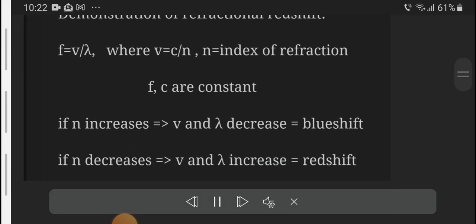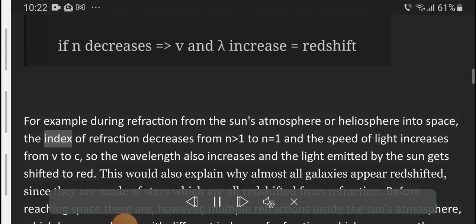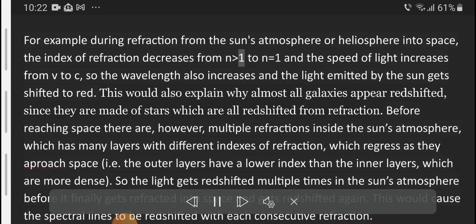For example, during refraction from the sun's atmosphere or heliosphere into space, the index of refraction decreases from n1 to n equals 1 and the speed of light increases from v to c, so the wavelength also increases and the light emitted by the sun gets shifted to red. This would also explain why almost all galaxies appear redshifted, since they are made of stars which are all redshifted from refraction.